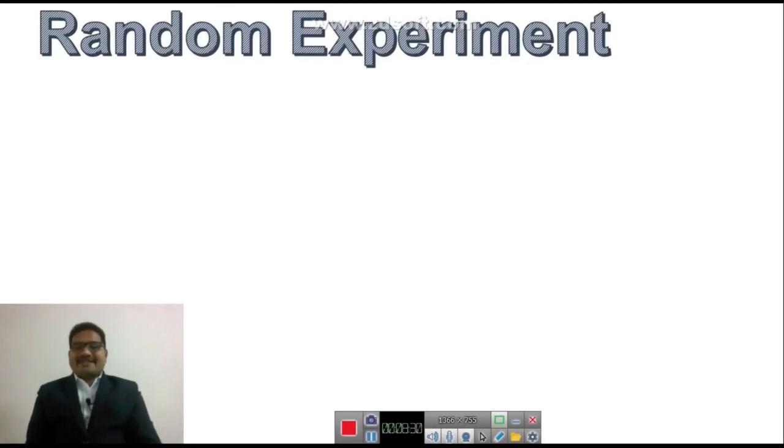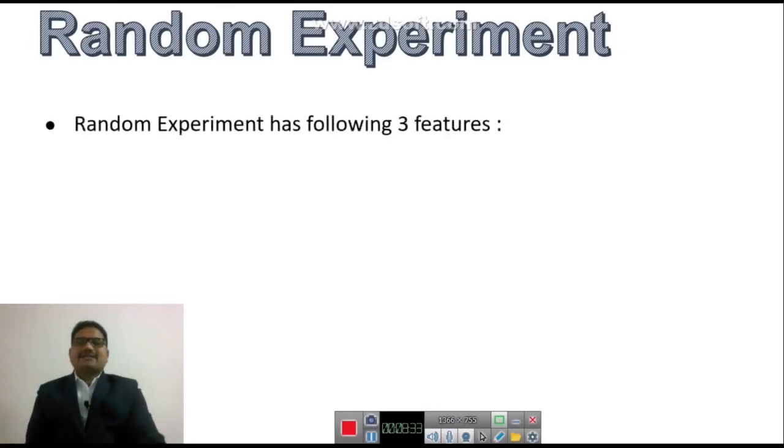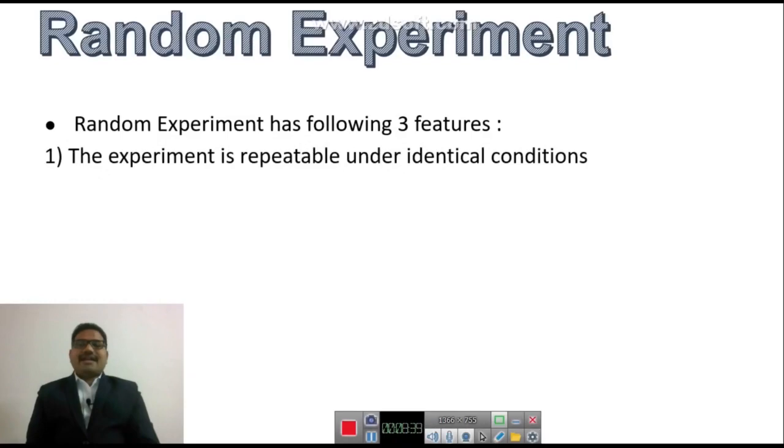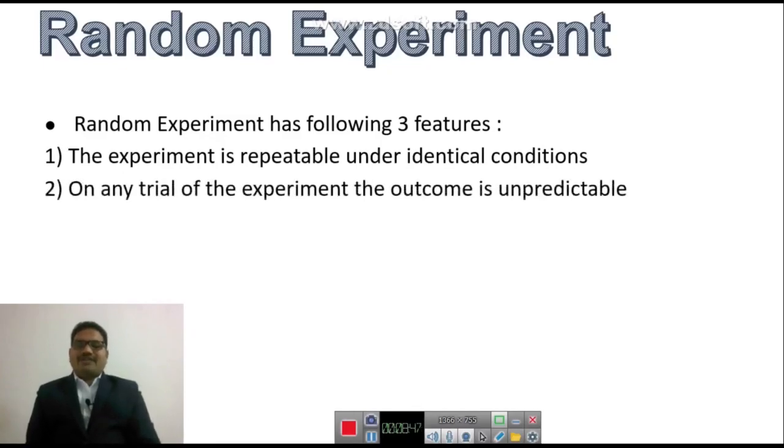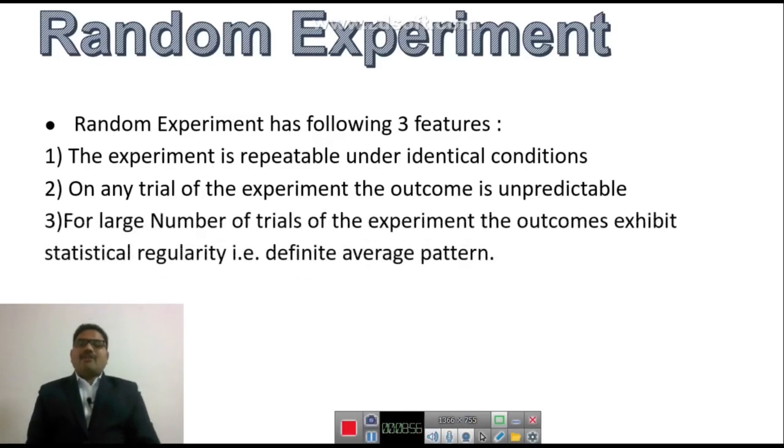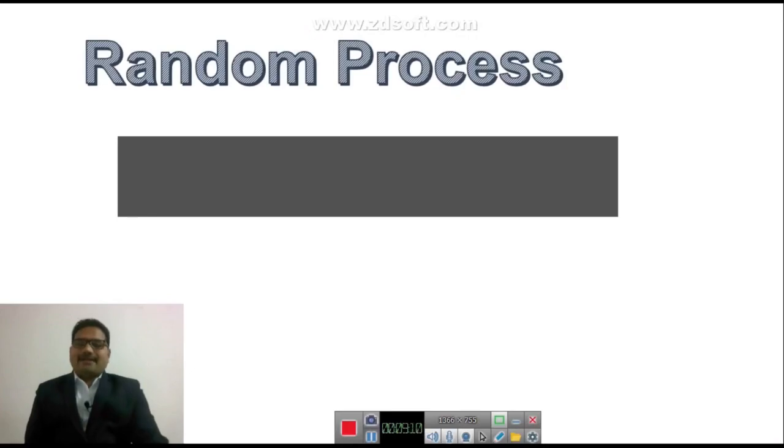To be more precise, a random experiment has the following three features. First, the experiment should be repeatable under identical conditions. Second, on any trial of the experiment, the outcome should be unpredictable in nature. And third, for a large number of trials of the experiment, the outcomes exhibit statistical regularity. That is, they provide some definite average pattern.